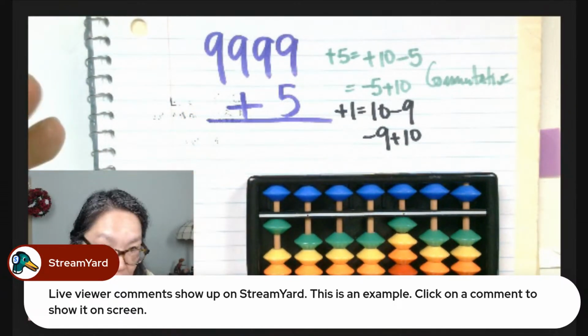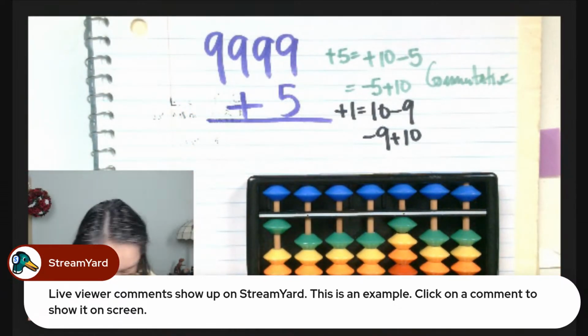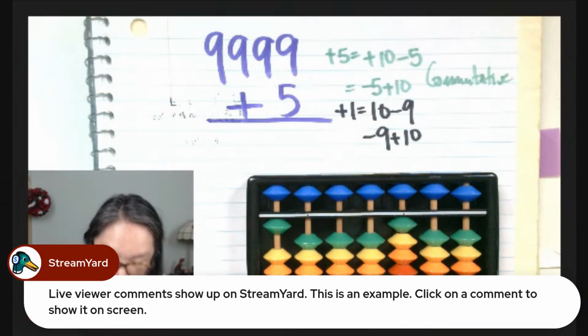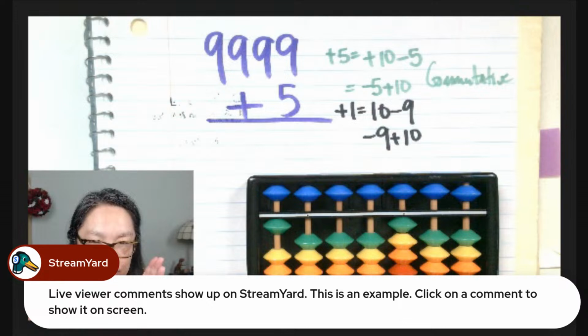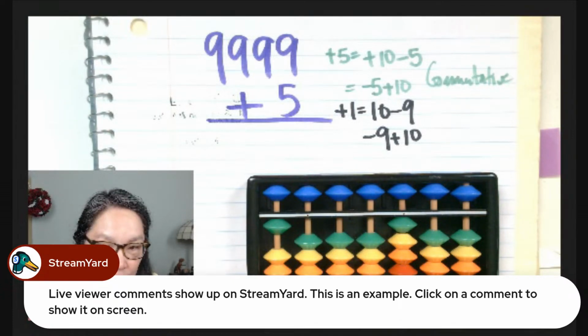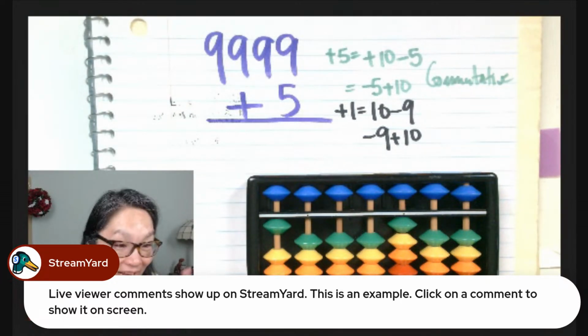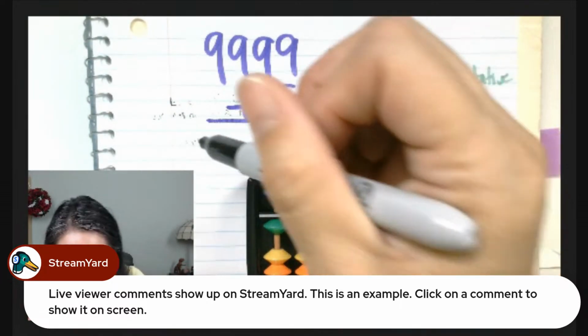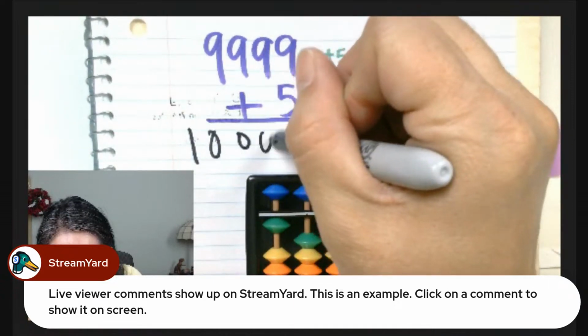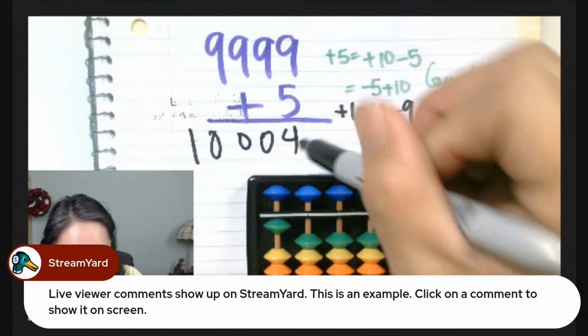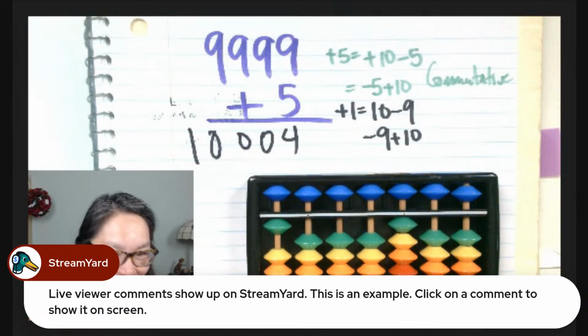So this is showing you about the number pattern. And what we just did is carrying on, or trading, or grouping. I think that's what they call it. Grouping, trading, and carrying on. Regrouping, oh yes, okay. Regrouping. Thank you, Marlene.